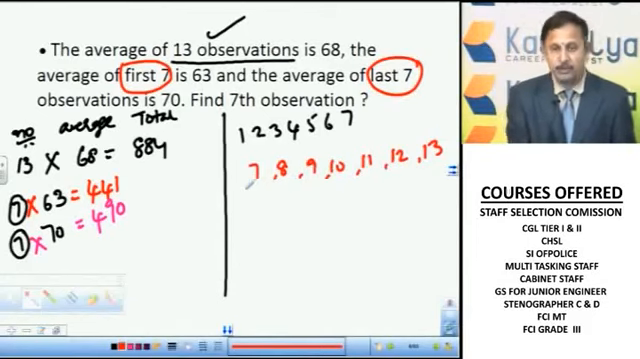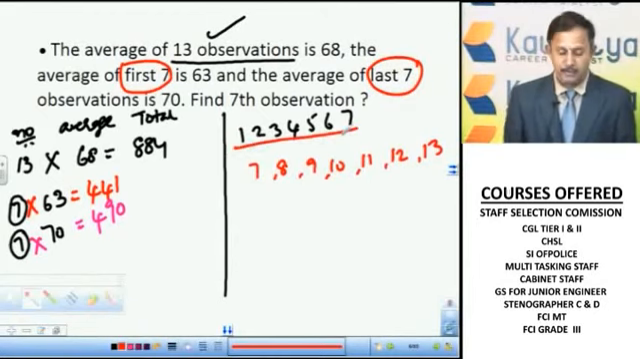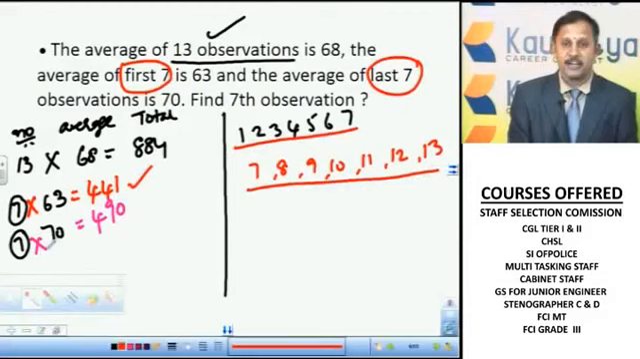Friends, again back to the calculation part. What is the average for first 7 elements? 63. So therefore total is 441. The average for last 7 elements is 70. The total is 490, right?